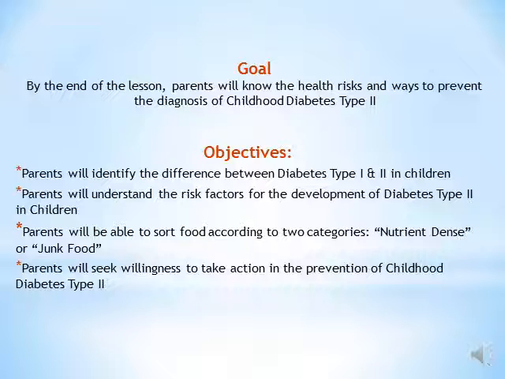Lesson objectives. Parents will identify the difference between diabetes type 1 and 2 in children. Parents will understand the risk factors for development of diabetes type 2 in children. Parents will be able to sort food according to two categories, nutrient-dense or junk food. Parents will seek willingness to take action in the prevention of childhood diabetes type 2.